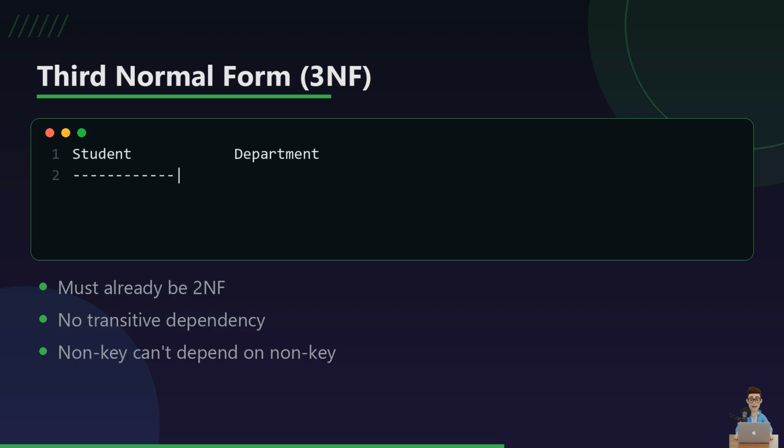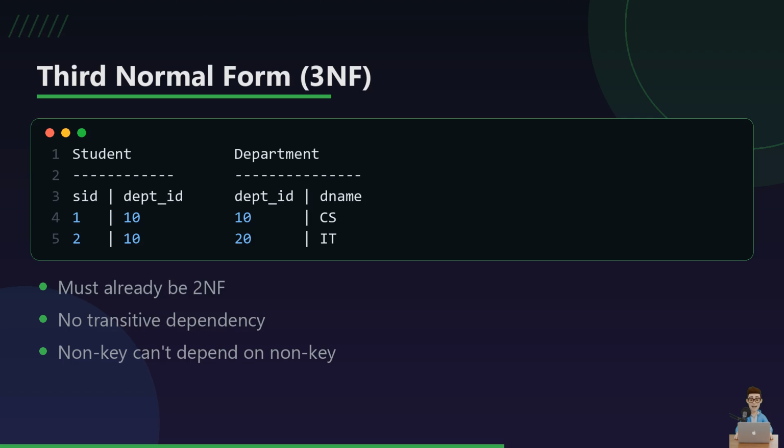Third normal form hunts down the sneaky middleman. If a non-key column depends on another non-key column, that is a transitive dependency. Department name depended on department ID, which depended on the student, so we split departments into their own table. Now the CS name lives in one row, not next to every student.